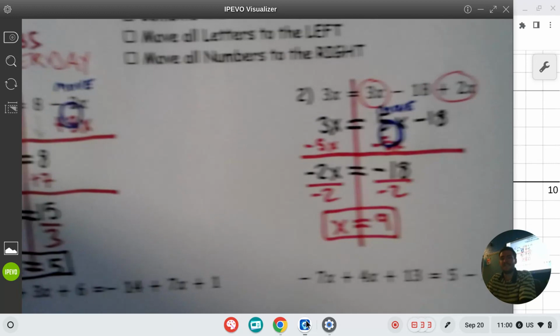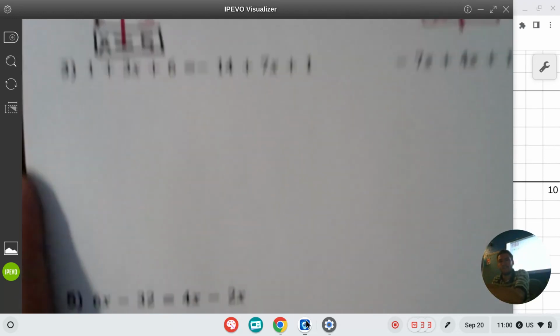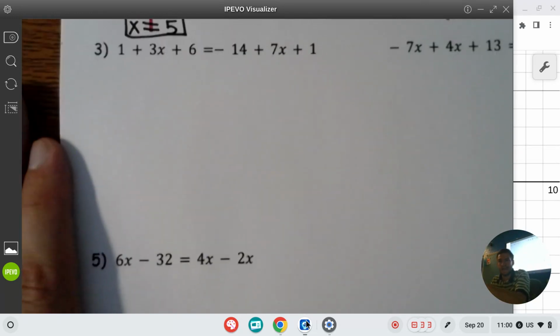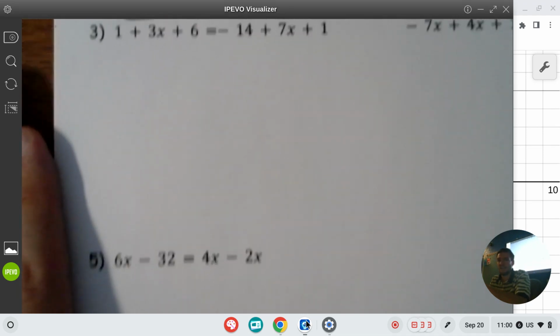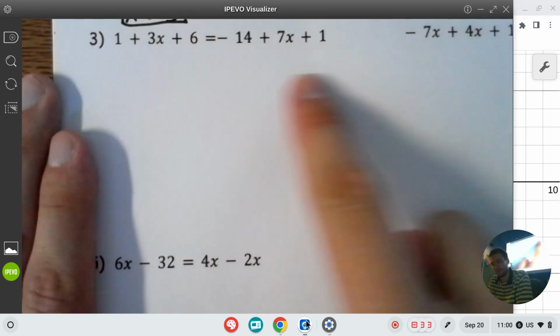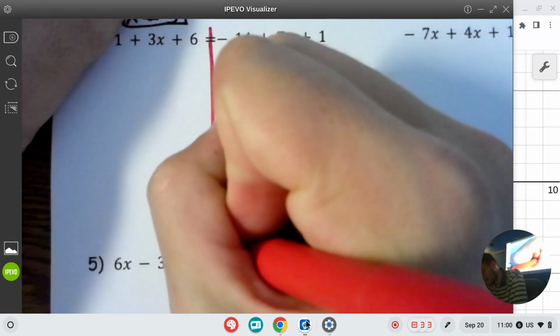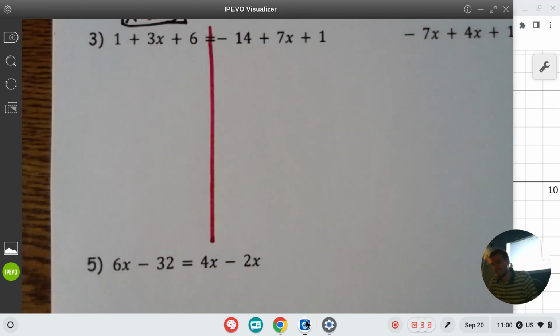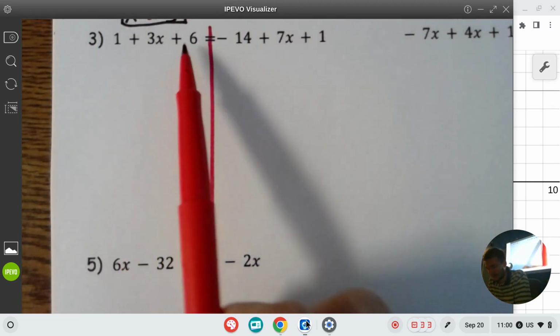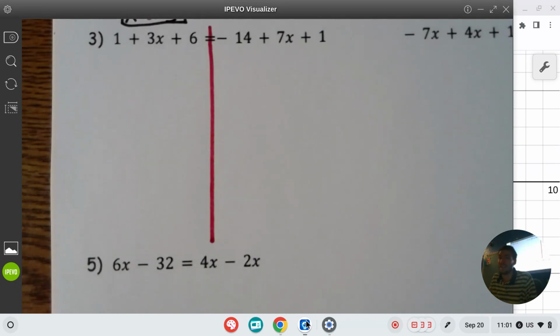Now, let's check out number 3. And what you're going to notice with number 3 is we are going to have a lot of stuff here. At the start, how many total terms do we have? 6 total. 1, 2, 3, 4, 5, 6. That's a lot, okay? We're going to have a 4-step equation. We haven't done one with 4 before. We've done 1-steppers, 2-steppers, 3-steppers. We got a 4-step equation.